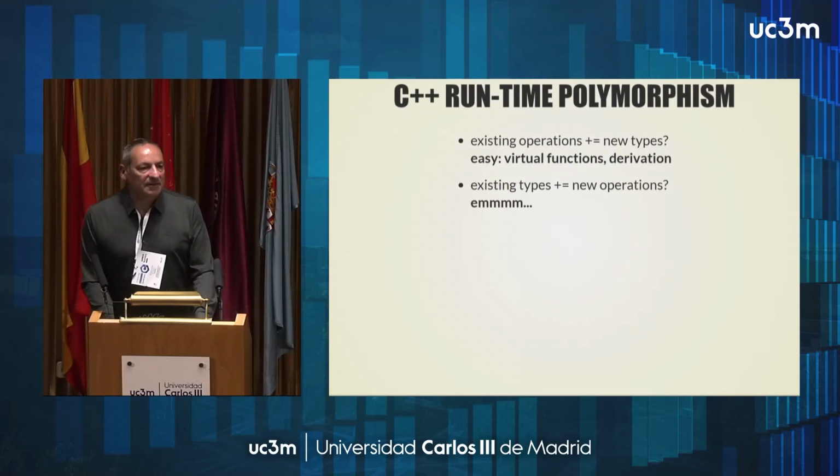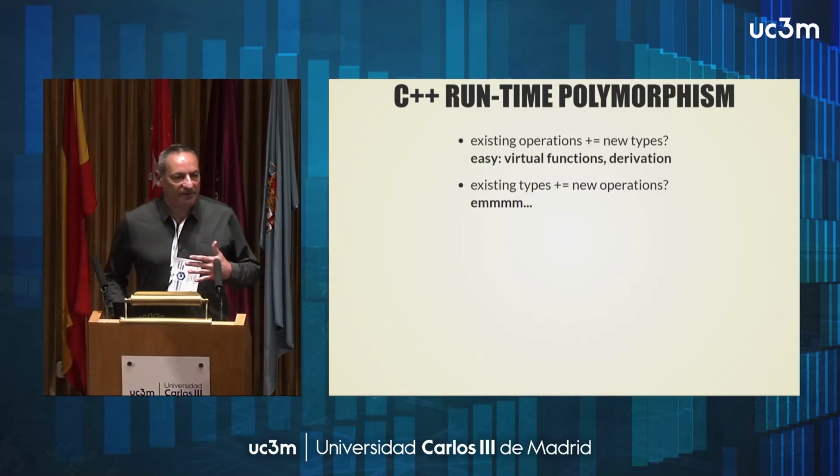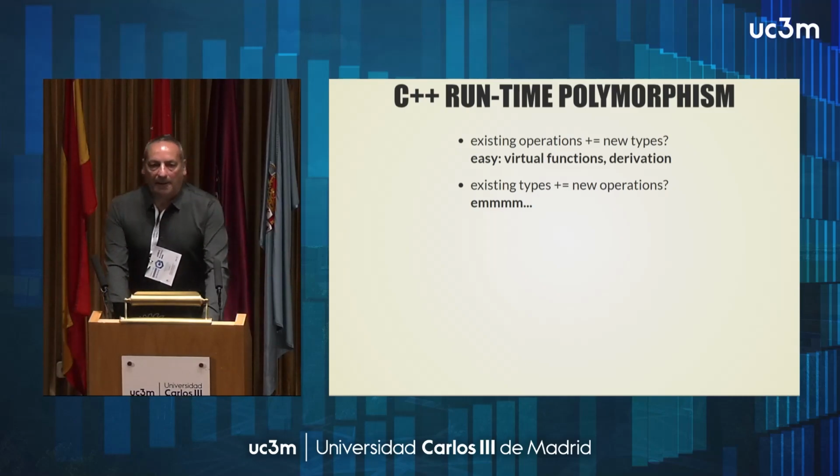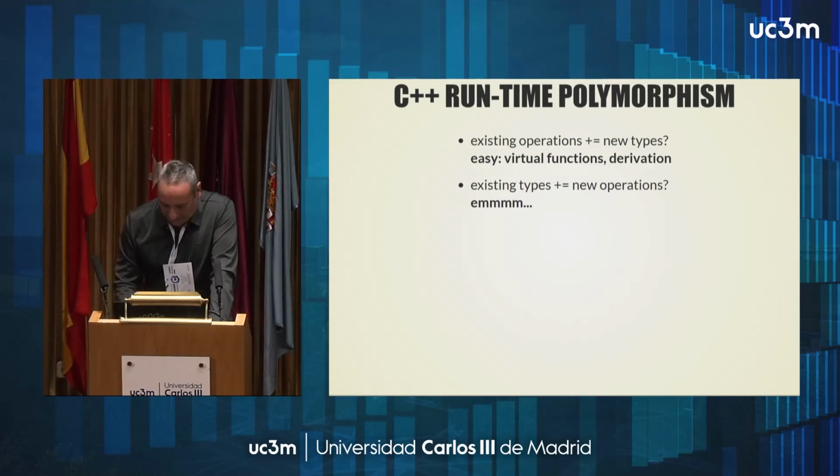So what about runtime? We also have several types of runtime polymorphism. We have function pointers, we have function objects, but the main mechanism for polymorphism here is the virtual function. If you want to add a new type to your system, you simply derive from a class and you override a virtual function or not. So you can add new types to existing operations. But what about adding new polymorphic operations to existing classes? Well, it's not that great.